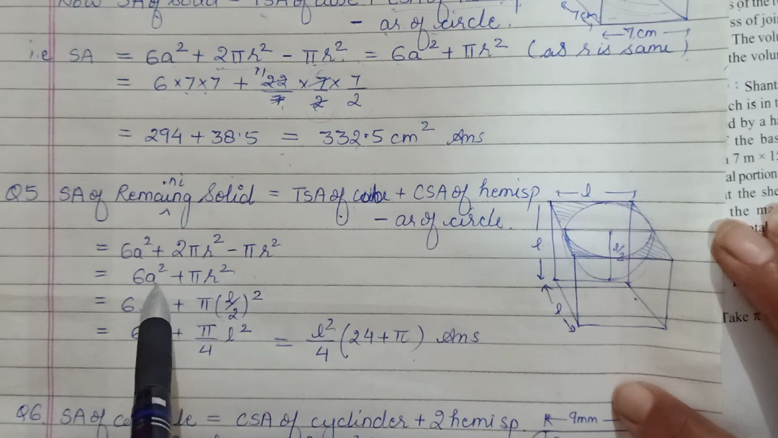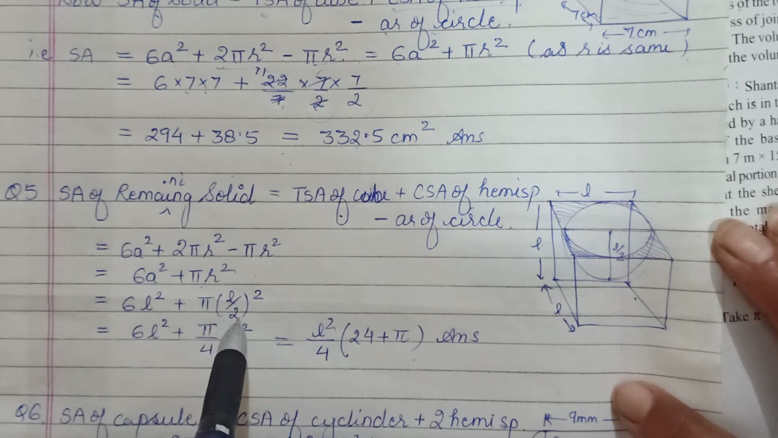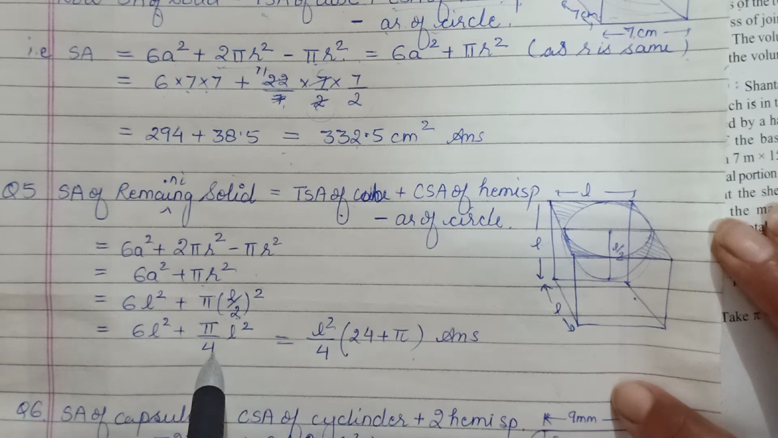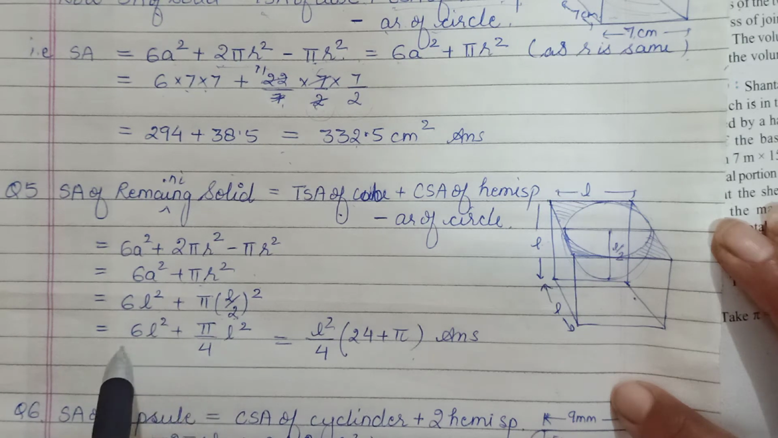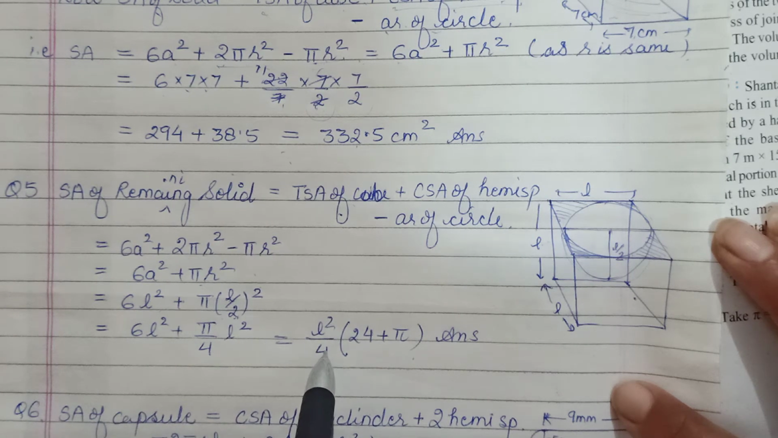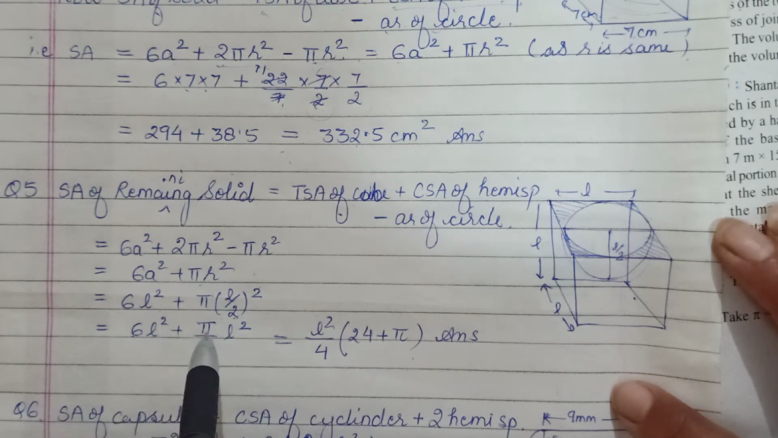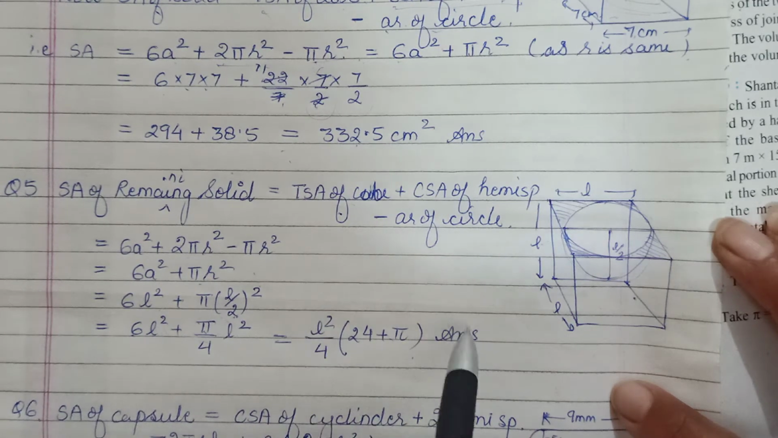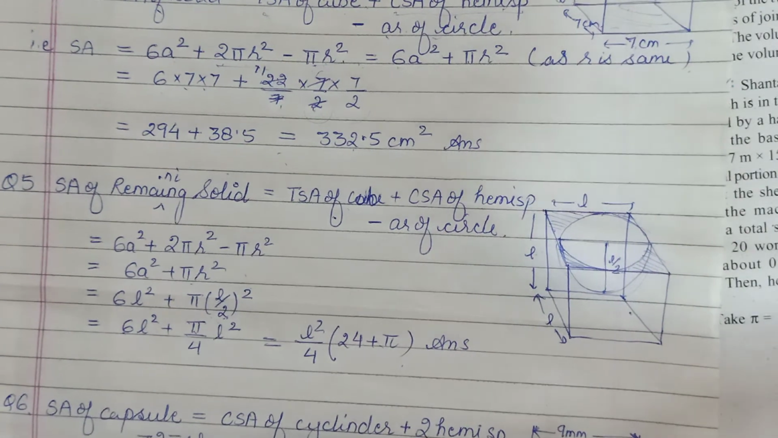and this time the edge is given to you as L. So there it was a, here put L. 6L square plus pi times (L by 2) square, so that becomes L square by 4, 2 squared being 4 in the denominator. L square was present in both, so I have taken L square by 4 common. 4 times 6 is 24, and the L square is taken common, so pi remains. This would be the expression for the surface area of the remaining solid.